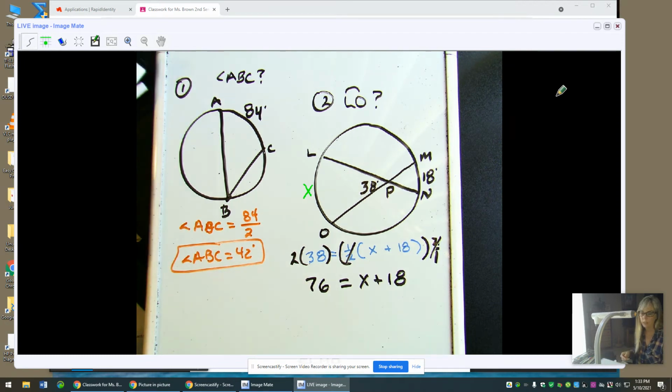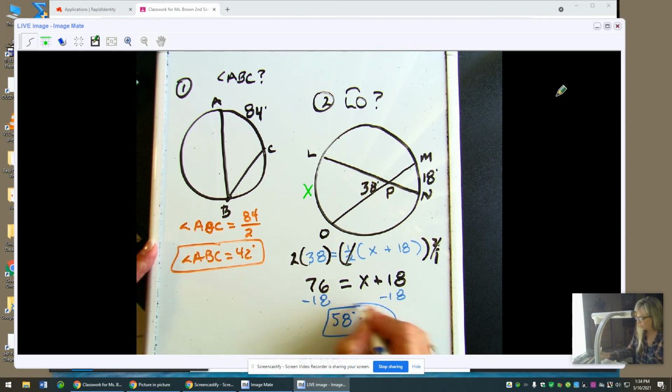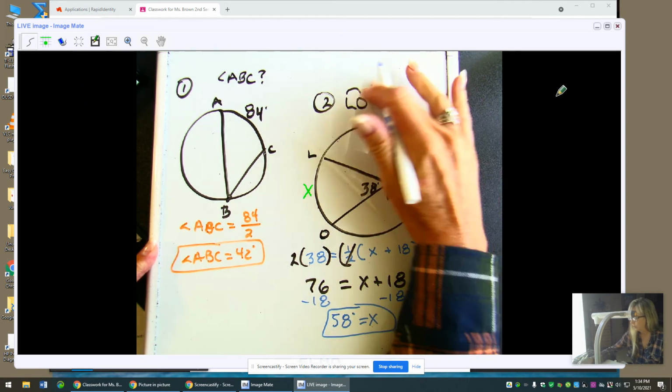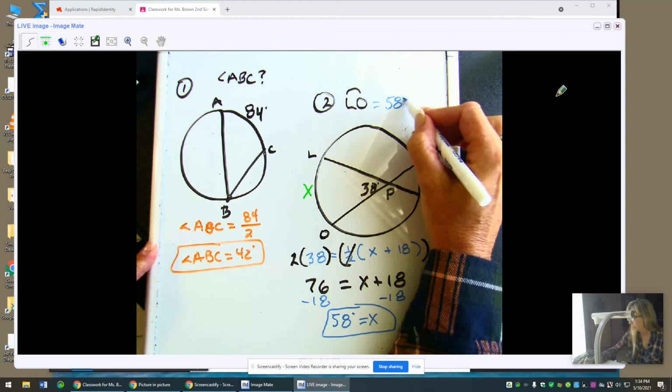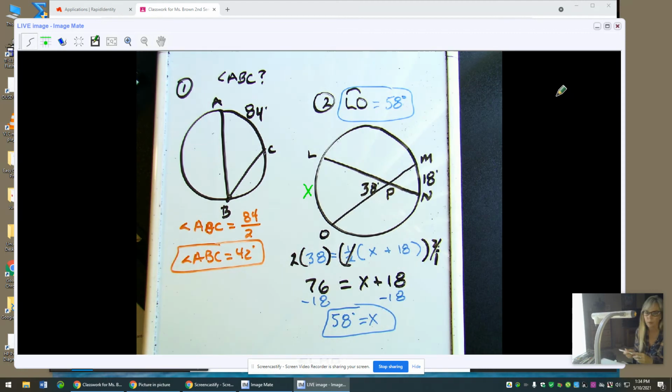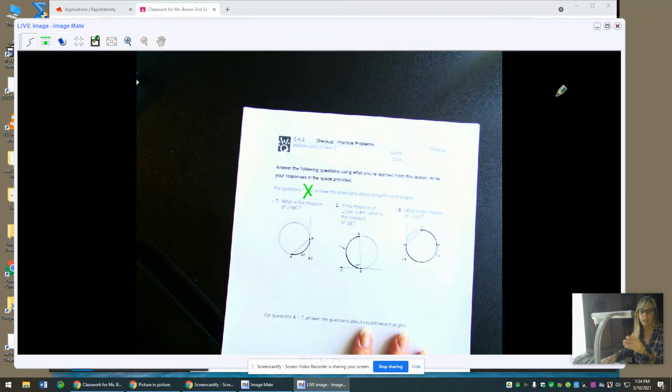And then just subtract the 18, and we're done. We've got that arc we're looking for. And X is, I will definitely mess up subtraction, 58 degrees. Or arc LO is 58 degrees. Okay, so warm up done. Let's move on to the checkup. 5.6 is the checkup today.